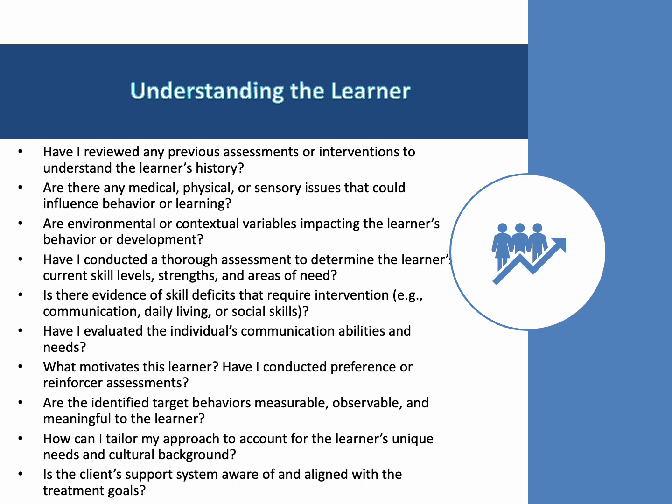Are there any environmental or contextual variables that impact the learner's behavior or development? So this means, for example, what does the setting that you are looking to intervene in look like? Is it set up for providing therapy? Are there any siblings that will be present while you're providing therapy, or any other individuals that will be present when you're providing therapy that could influence the potential intervention?